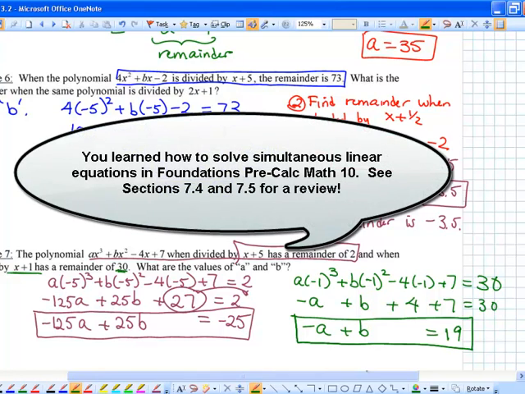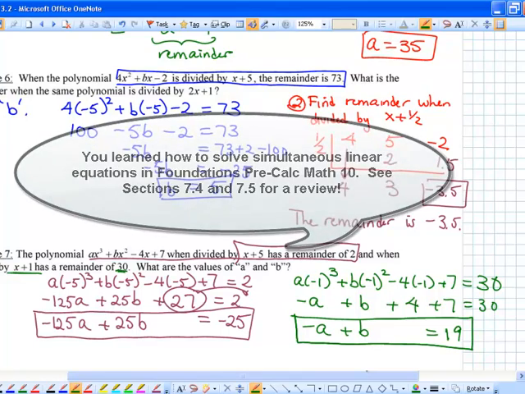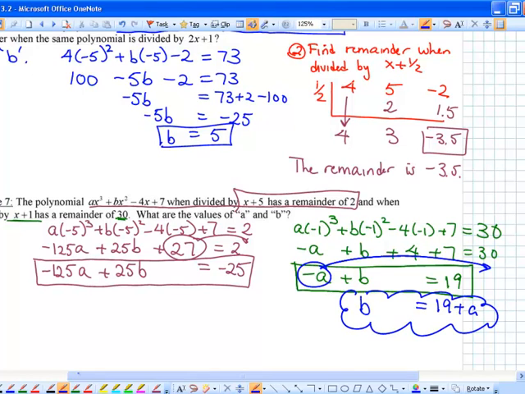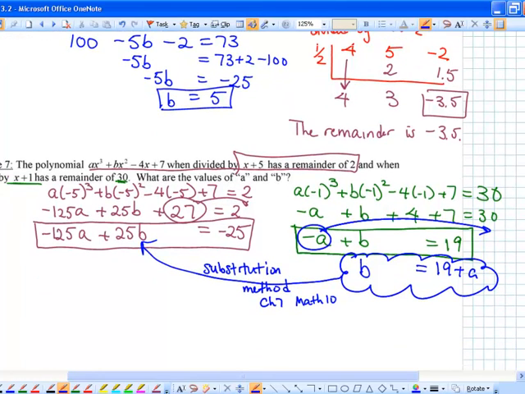I'm just going to use substitution because I see this green equation. Numbers are quite nice and easy. Well, the letters at least are. So I'm going to solve for b perhaps. So that means I have to bring the negative a over to the other side. That's 19 plus a. And now I'm going to take this and substitute it into the other equation. So this is the substitution method. Okay, if you forgot how to do this kind of stuff, Chapter 7 of your Math 10 course. Dig up those notes.